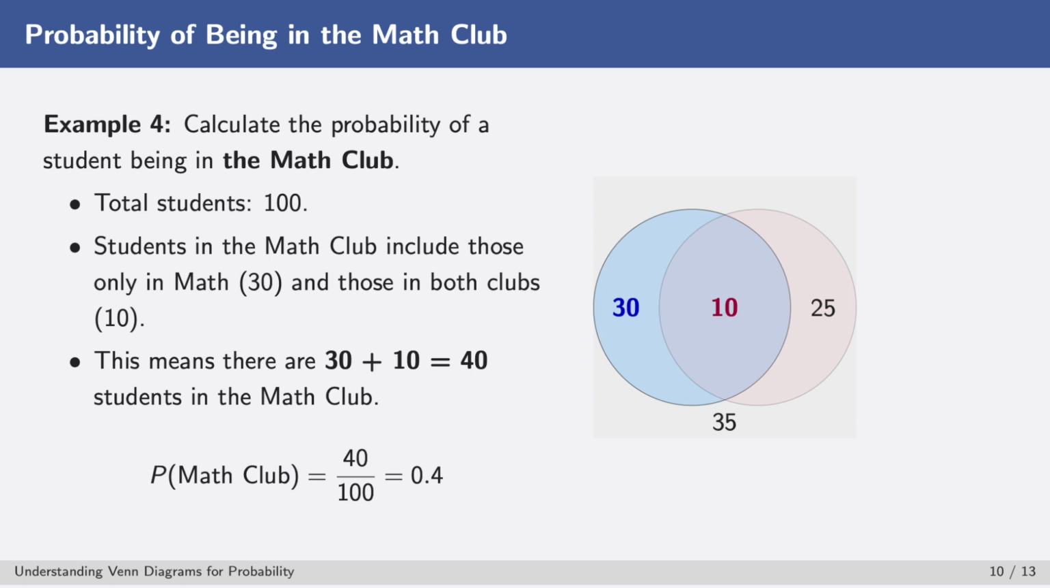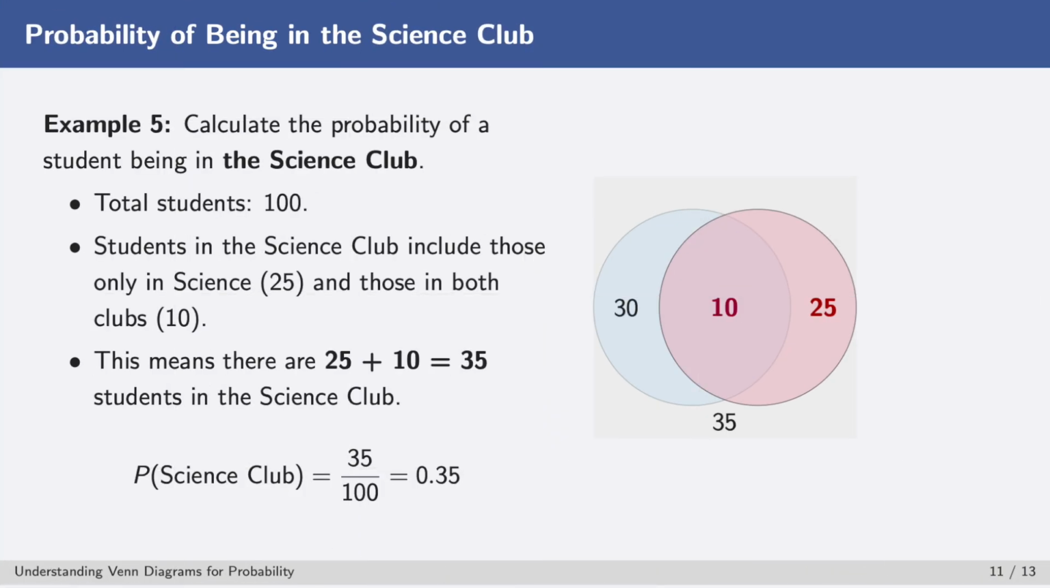In example 4, we're calculating the probability of a student being in the math club in general, regardless of whether they're also in science. Referring to the Venn diagram, we see there are 30 students in only math, plus another 10 in both clubs. Adding these two together, we get 40 students in the math club. Dividing 40 by the total of 100 students, we get 0.4. So there's a 40% chance that a student is in the math club, whether or not they're also in science. Let's use the same thinking for the science club on the next page.